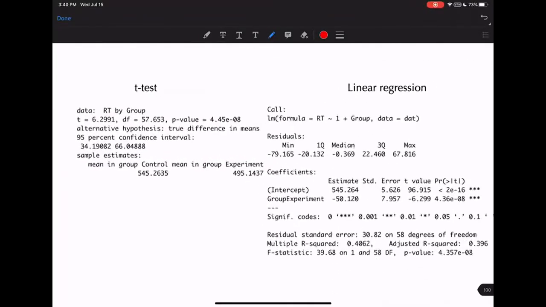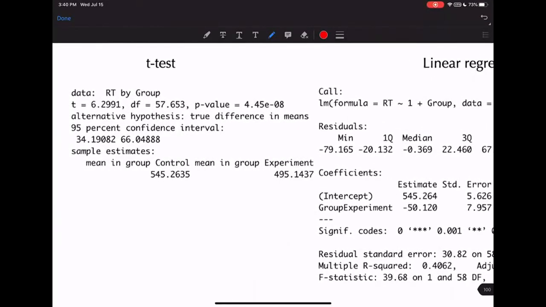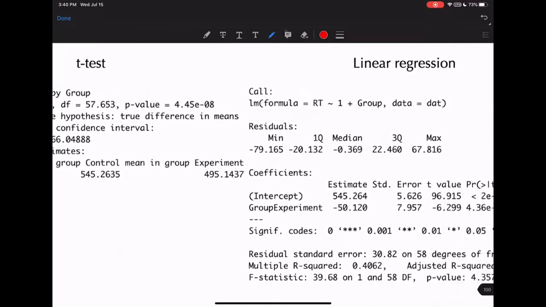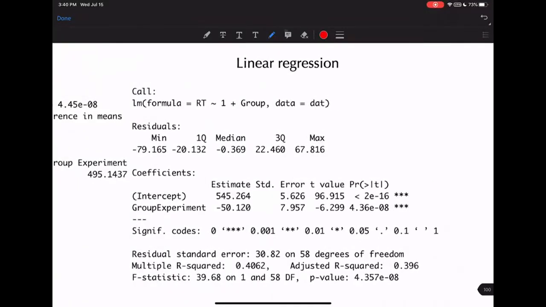Let's see if I can zoom this one in. Okay, good. Let's say you run this with R, and you run it with a t-test command, right? This is what you get. If you run it with a linear regression on this side, this is what you get. If you don't know what R is, it's a statistical program. It's a programming language that's useful for statistical analysis.